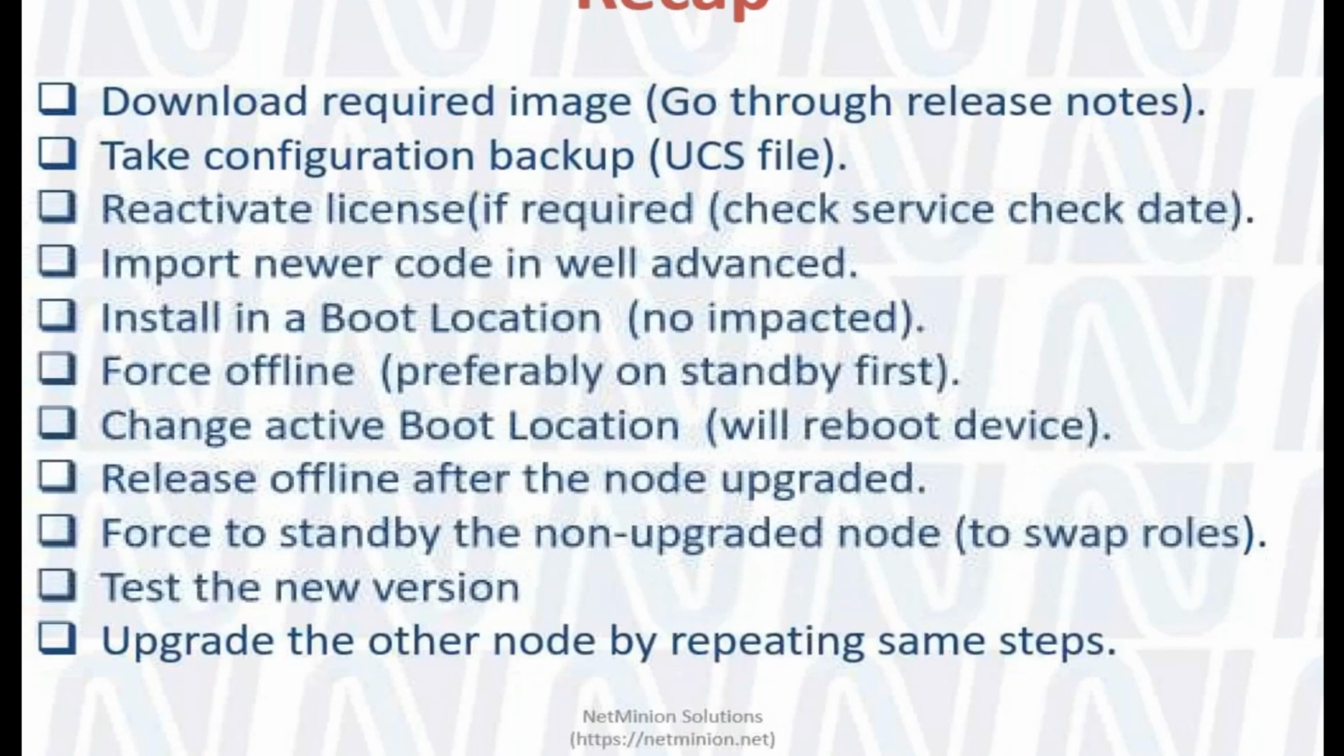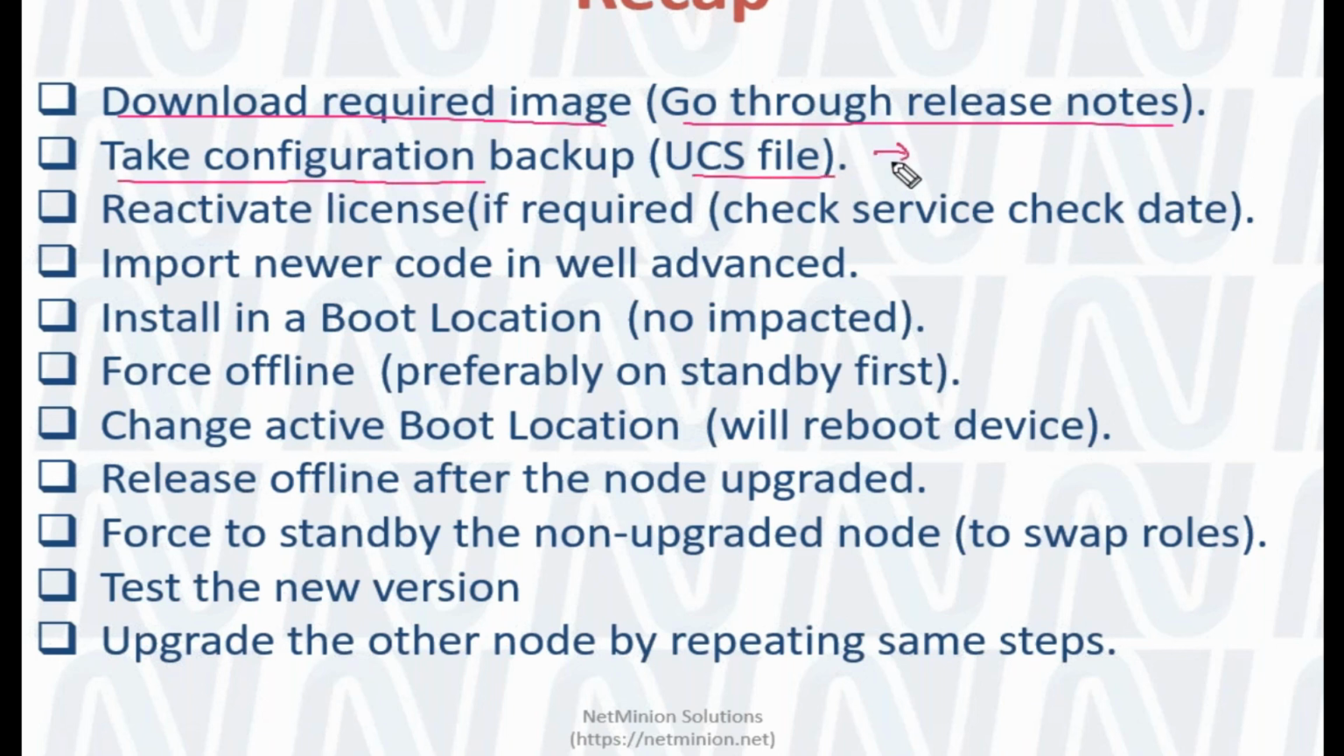So if I go to the recap, these are the few points which you can check in one go. Download the required image. Always go through the release notes, maybe for different bugs. Take the configuration backup, the UCS file backup. Download it on your local PC also. Keep it on your F5 portal also. So keep that handy. Reactivate the license if required. I told you how to check the service check date. Check out that service check date and use that for your purpose.